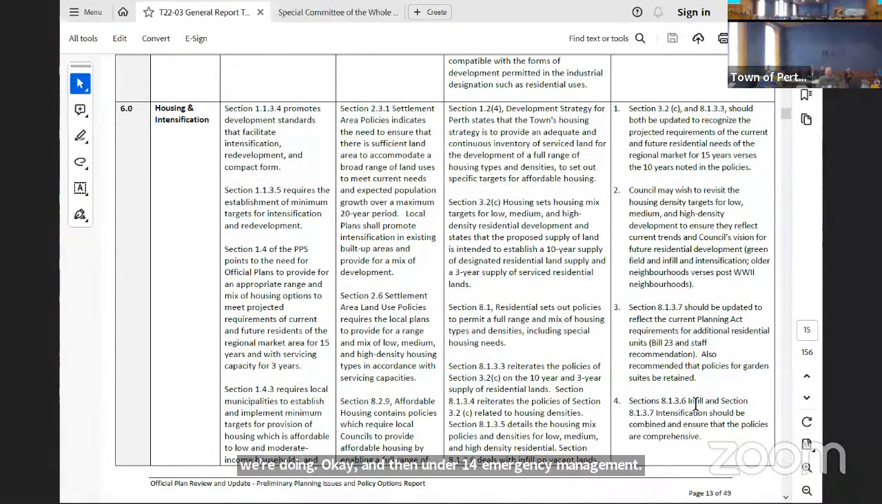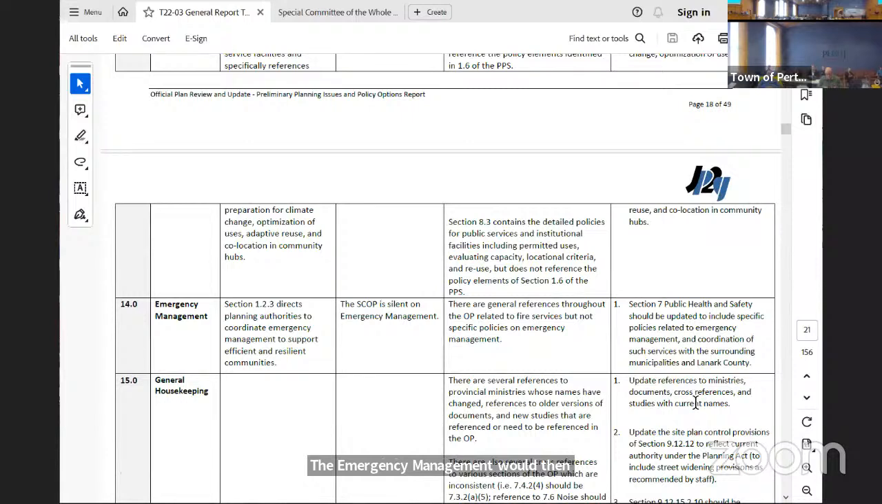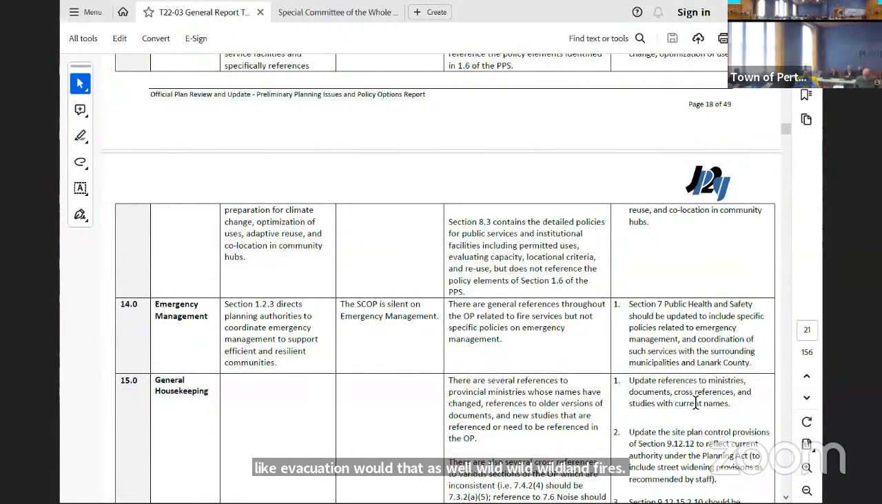Okay, and then under 14, emergency management, the emergency management would then also include things like evacuation, as well as wildland fires, and sites where people could go for protection. Maybe we want to talk to the conversations that you had with our fire chief at this time. No, so absolutely. So I think that your official plan needs to talk about a community being prepared for emergencies. I think that wildland fires is a provincial requirement that we plan for that.